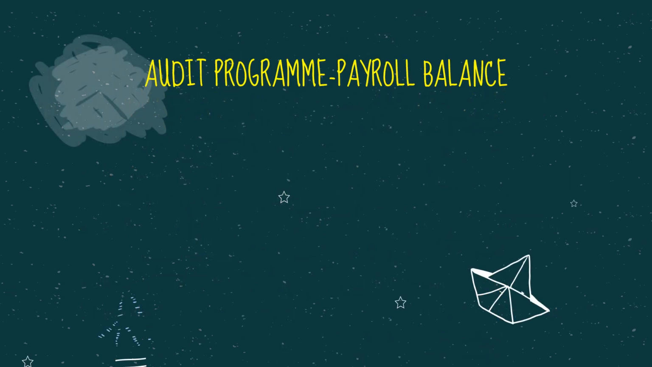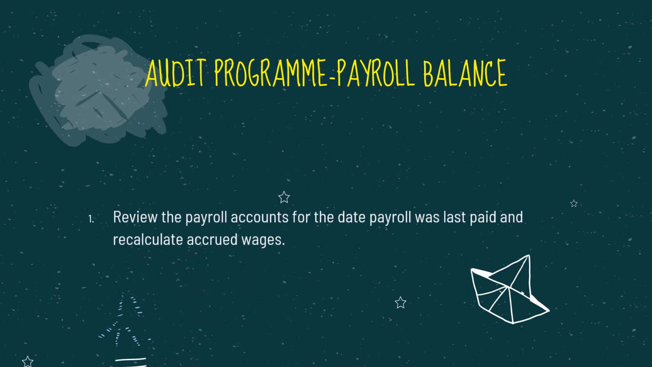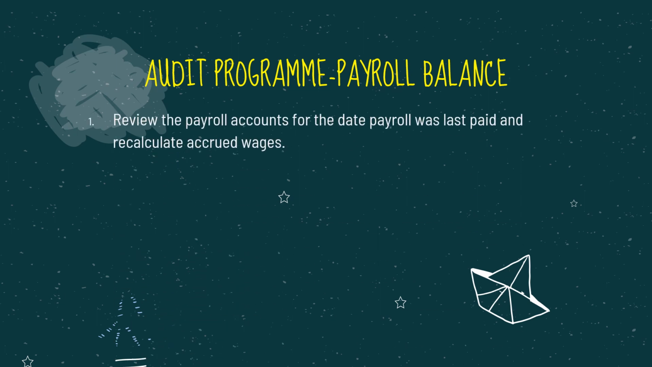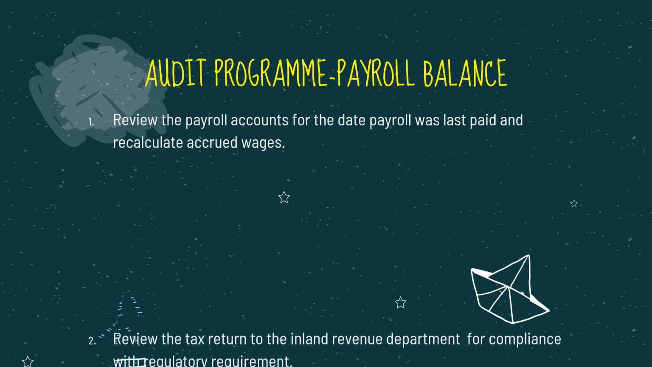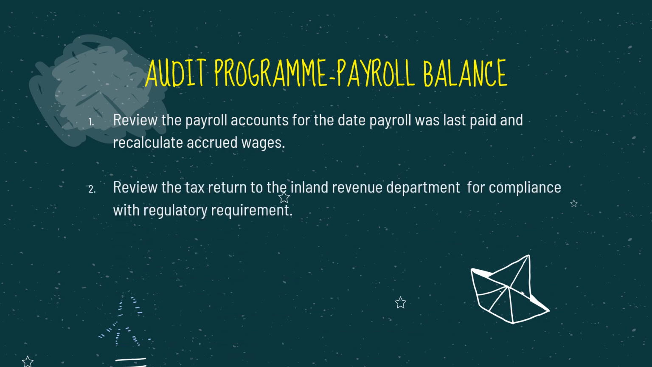This is the audit program that the auditor usually uses in order to audit the payroll balance. First, the auditor will review the payroll accounts for the date payroll was last paid and recalculate the accrued wages. Second, review the tax return to the Inland Revenue Department for compliance with regulatory requirements. And third, trace total accrued payroll to payroll record. These are some examples of audit programs that the auditor can use to check the payroll balance.